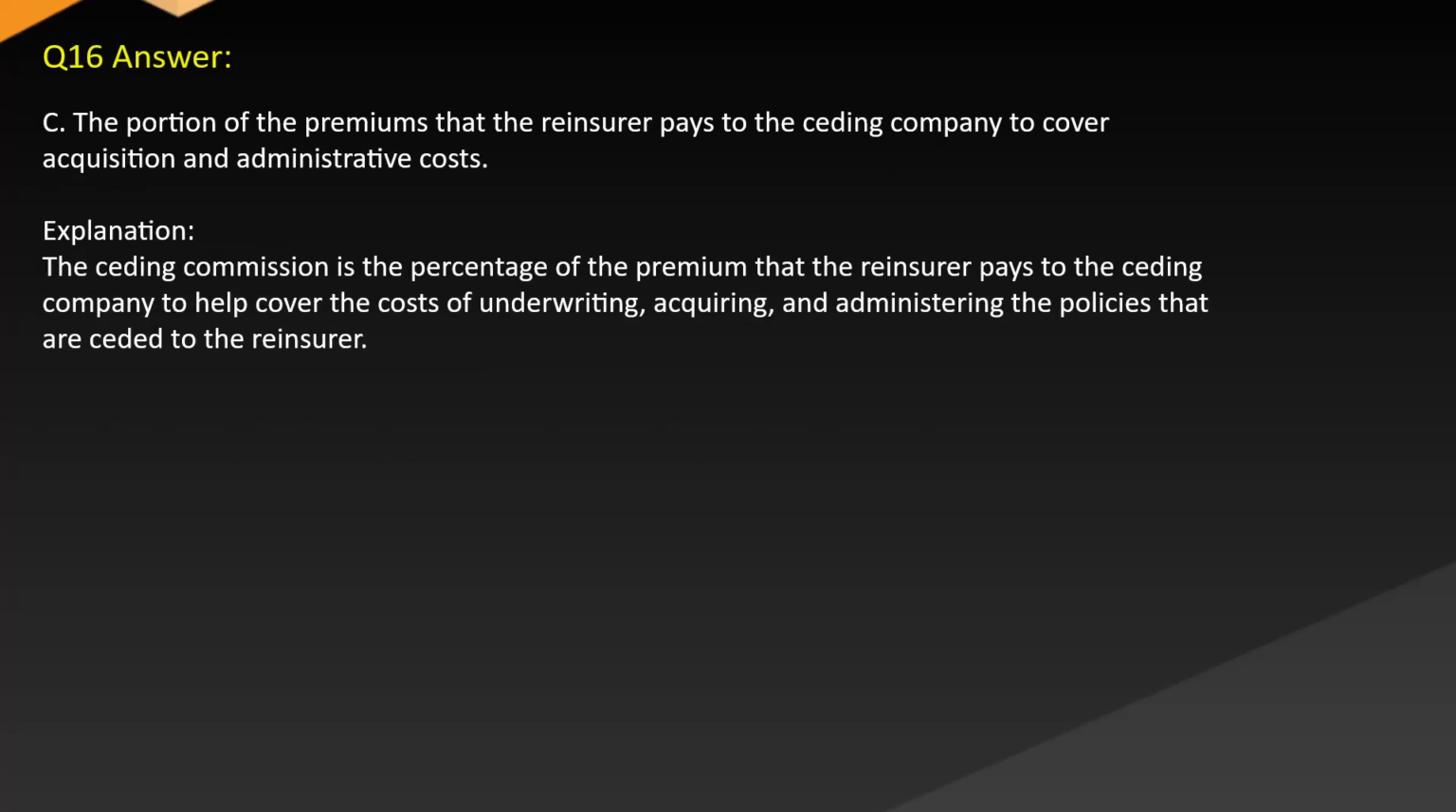Answer: C. The portion of the premiums that the reinsurer pays to the ceding company to cover acquisition and administrative costs. Explanation: the ceding commission is the percentage of the premium that the reinsurer pays to the ceding company to help cover the costs of underwriting, acquiring, and administering the policies that are ceded to the reinsurer.